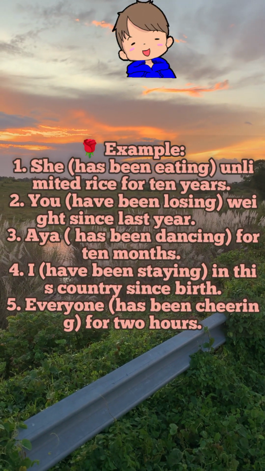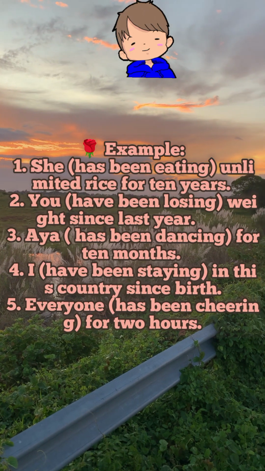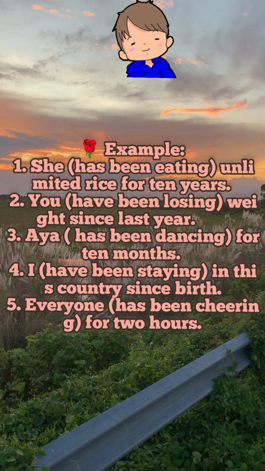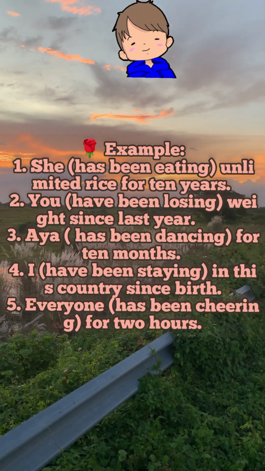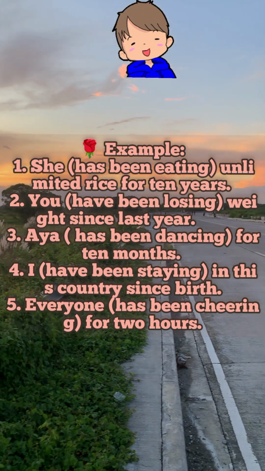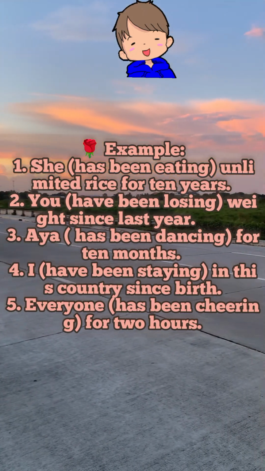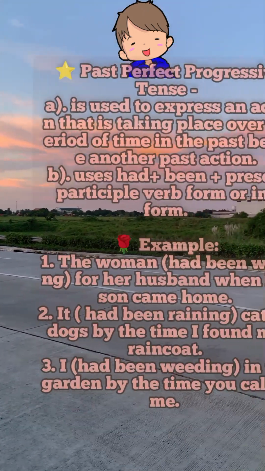Example: 1. She has been eating unlimited rice for 10 years. 2. You have been losing weight since last year. 3. I have been dancing for 10 months. 4. I have been staying in this country since birth. 5. Everyone has been cheering for 2 hours. All the verbs are inside the parentheses.